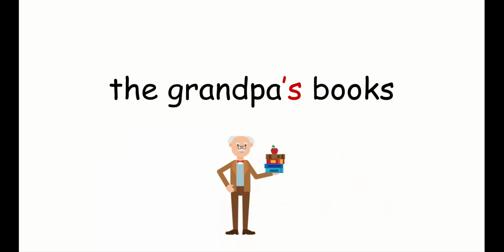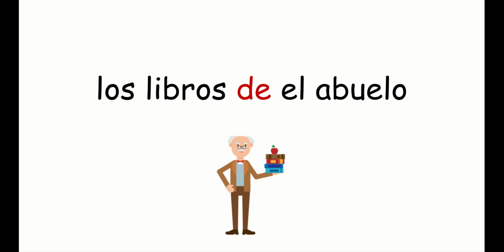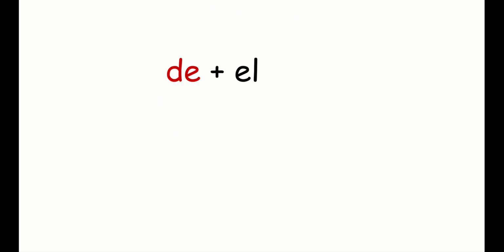Now, you're probably noticing that I left this one for last, and that is because there is a little trick that we're going to have to do with this one. So the grandpa's books, we can rewrite it as the books of the grandpa, right? And then we can put it into Spanish and say, los libros de el abuelo. But there's a problem here, and that is that we've got de and el next to each other. When you're writing in Spanish, you can never put de and el next to each other like this. It's just a big no-no. So when you see de next to el, every time you see this, you cannot do that. You need to change it and squish them together into the word del.